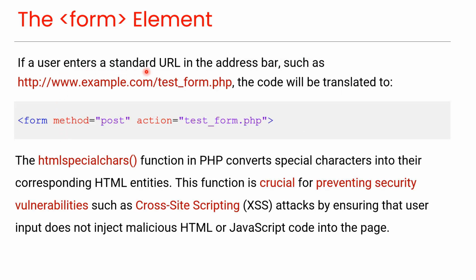If a user enters a standard URL in the address bar, such as this, the code will be translated to this value. The HTML special chars function in PHP converts special characters into their corresponding HTML entities. This function is crucial for preventing security vulnerabilities such as cross-site scripting XSS attacks by ensuring that user input does not inject malicious HTML or JavaScript code into the page.